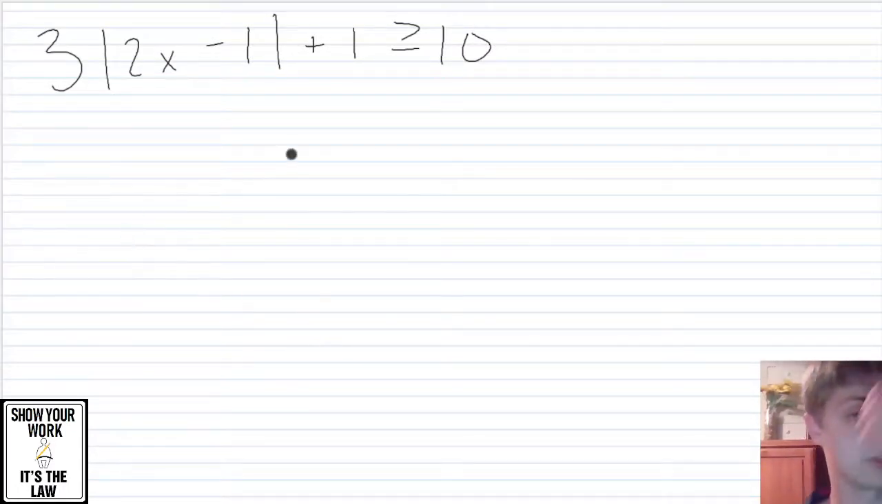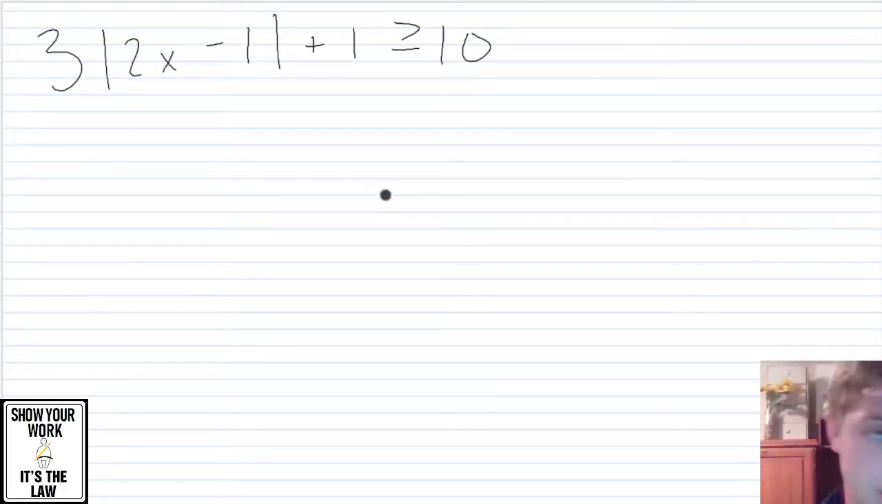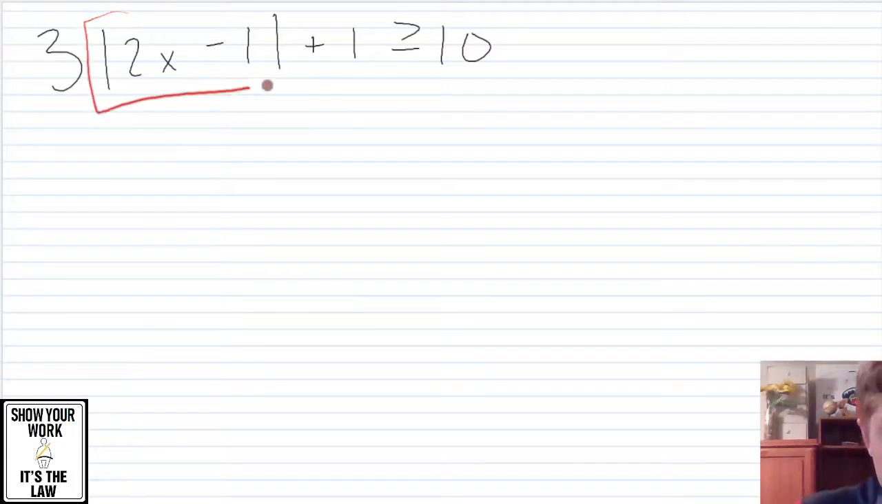The absolute value of 2x minus 1 times 3 plus 1 is greater than or equal to 10. So you might want to use parallel universes, but remember we can't do that step until our absolute value is the only thing on the left side. So we kind of got to treat it like a variable right now before we can use it. So let's just pretend this is all one big chunk that we need to get by itself.